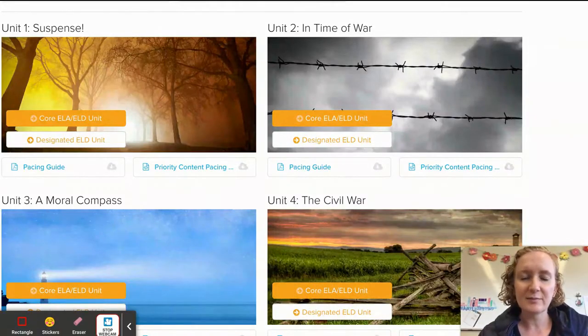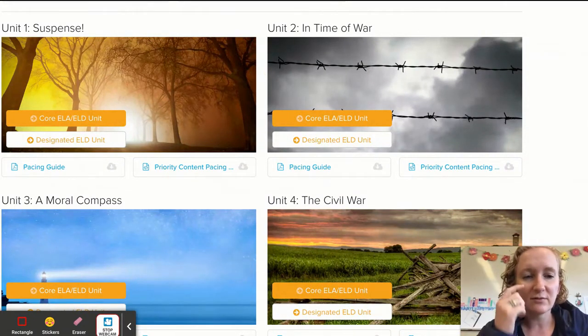Two units we completed so far this year were suspense. We read suspenseful stories, and then students wrote their own suspense story. And then in time of war, we read stories that revolve around World War II, in which students analyzed how people behave when they respond to conflict.